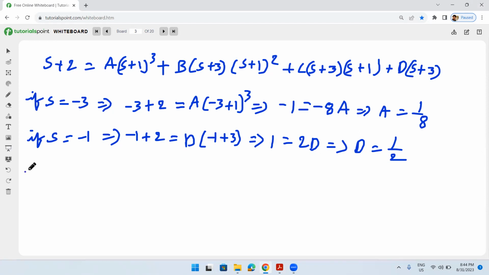Randomly we can take 200, 300, 1000 also, but I'm taking the least values so that we can solve very easily. I'm taking s is equal to 0. So 0 plus 2 is equal to, since s is equal to 0, we get 0 plus 1 whole cube, that is 1 cube, plus what's the coefficient of b? 0 plus 3, 0 plus 1, 3 into 1, that is 3b, plus c value 3 into 1, that is 3c, plus 0 plus c, that is 3d.